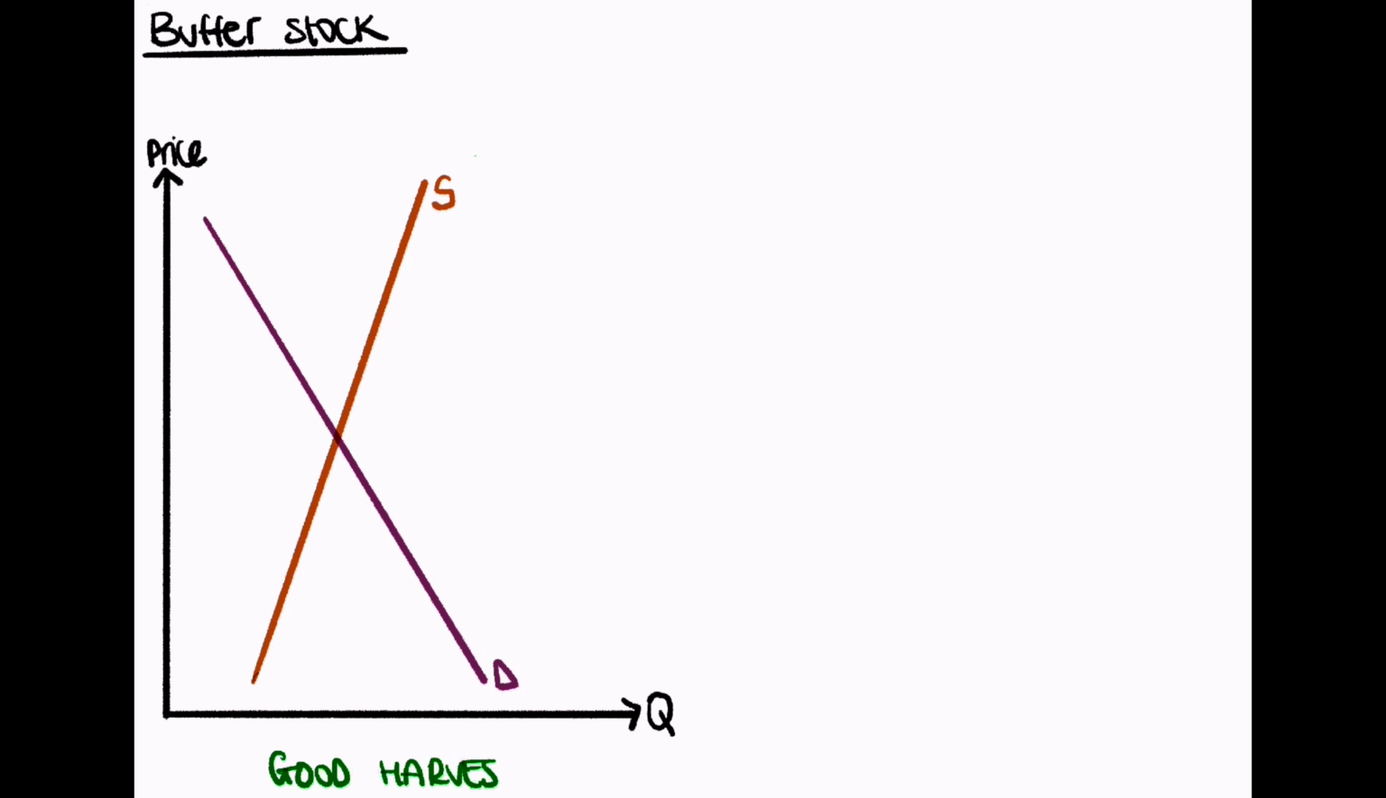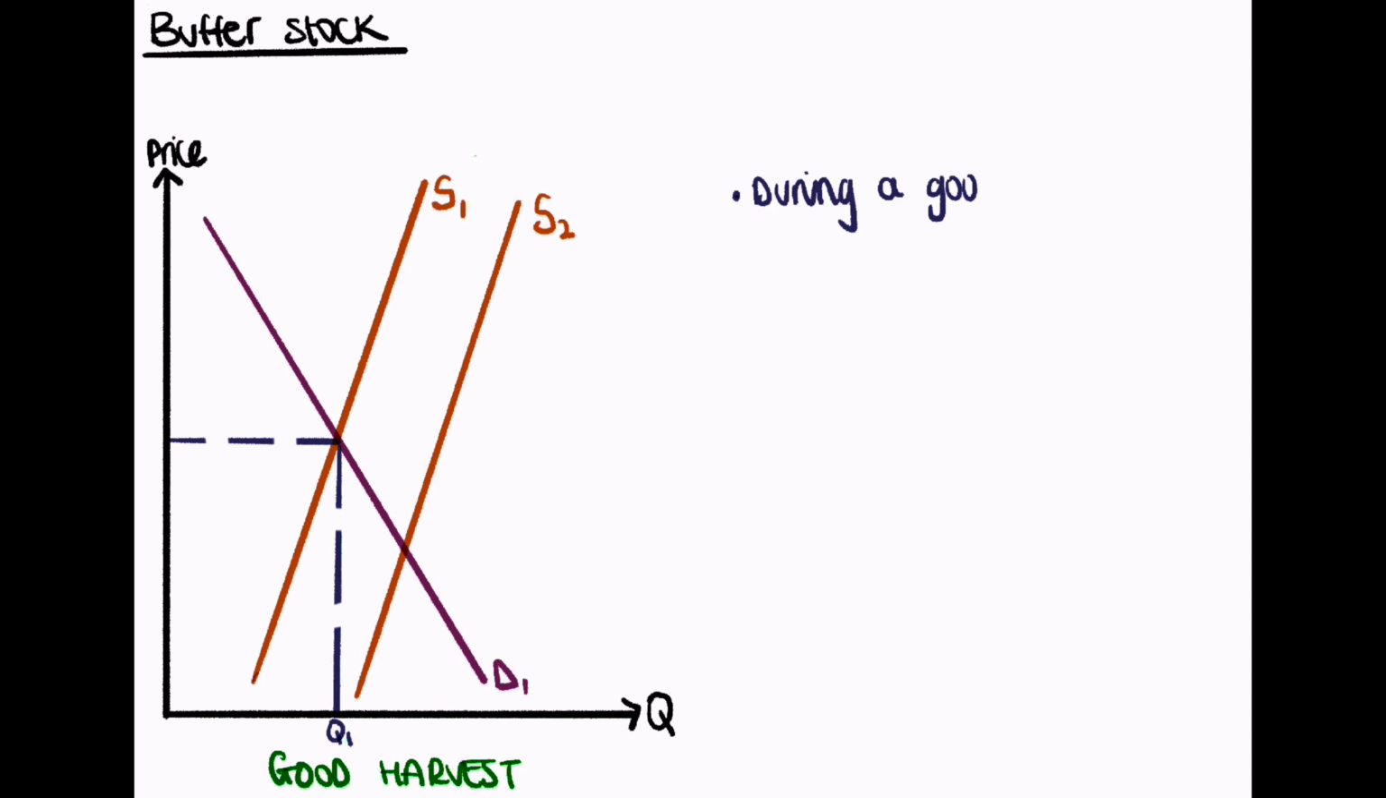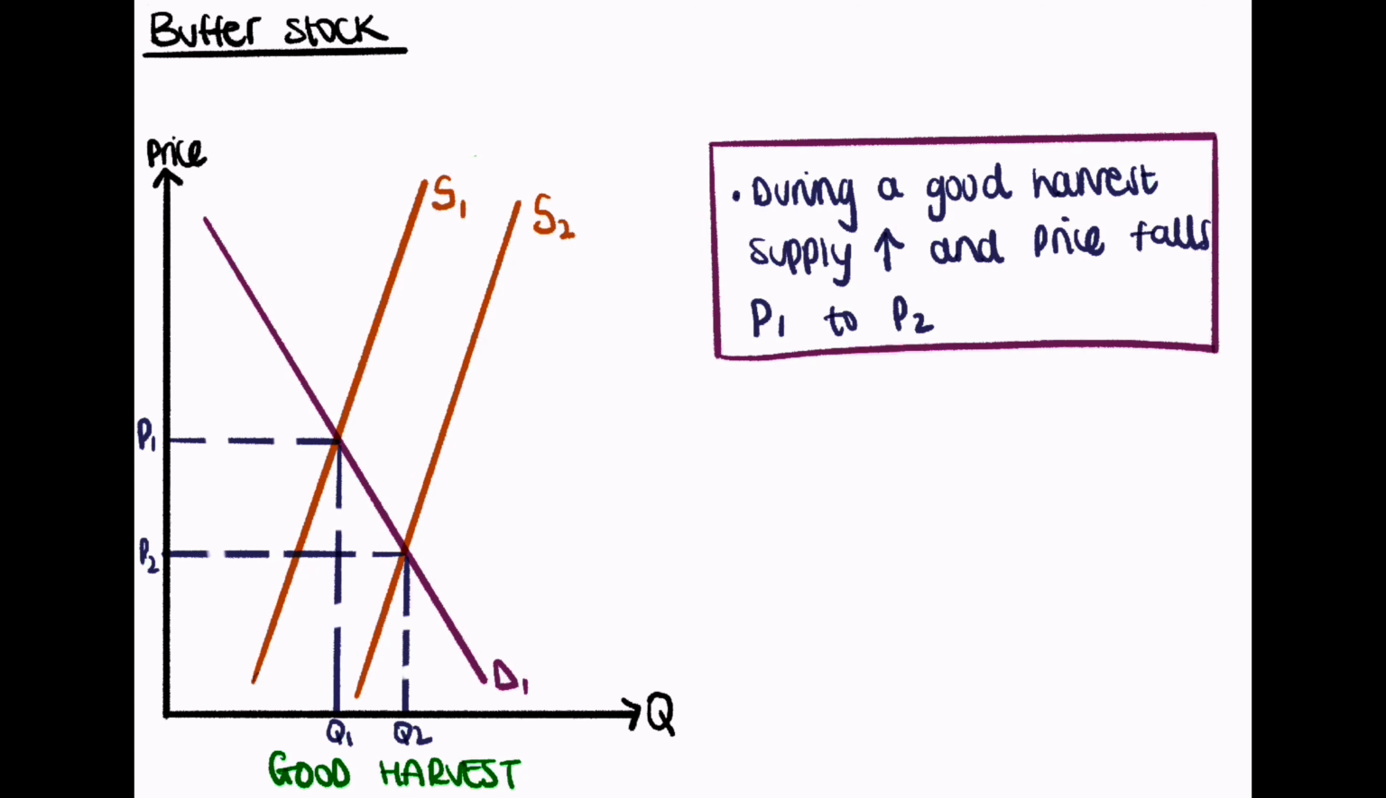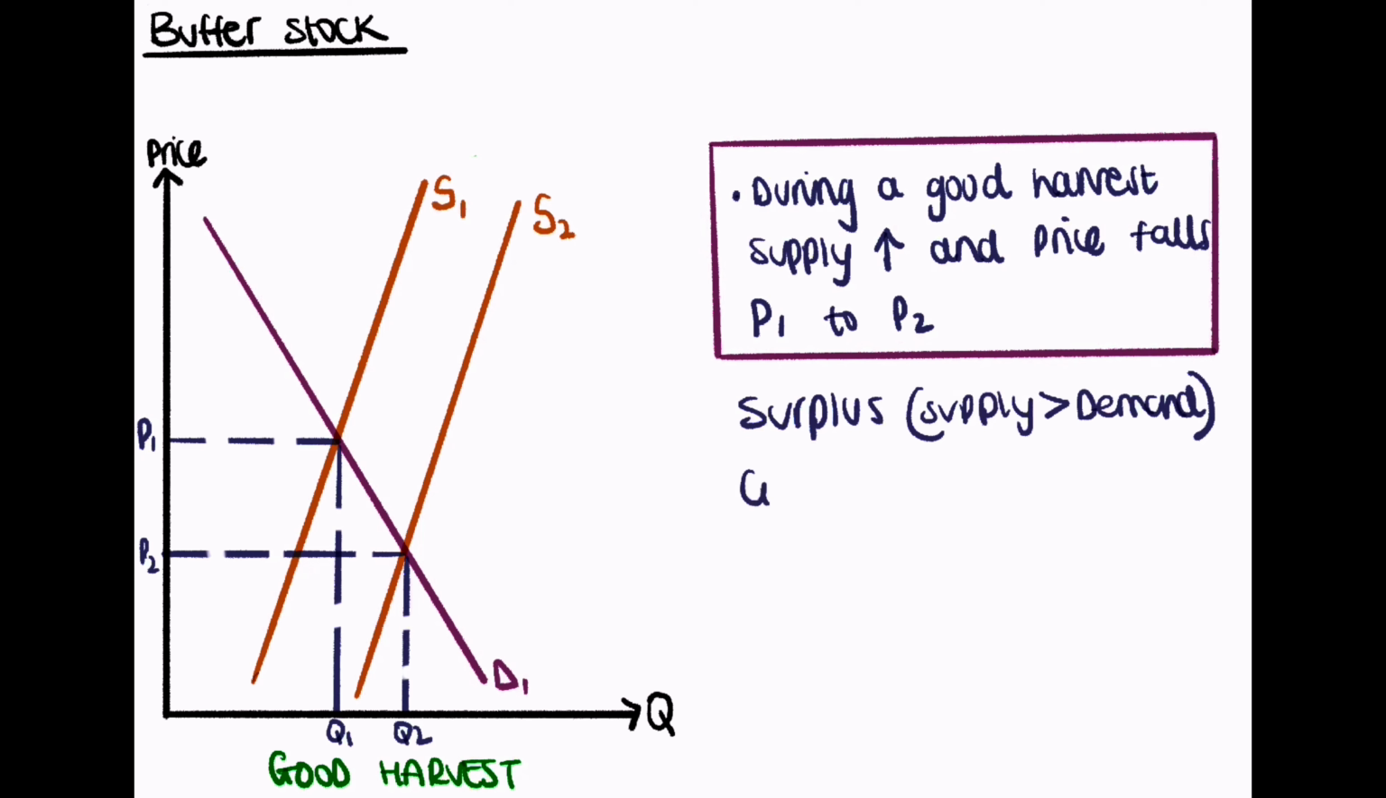We know when supply shifts to the right, this would cause price to fall to price point 2. To stop the price from falling and keep the price at price point 1, which was the initial equilibrium price, the government buys the surplus quantity, which is from point Q1 to Q2. And this now forms a part of the buffer stock.